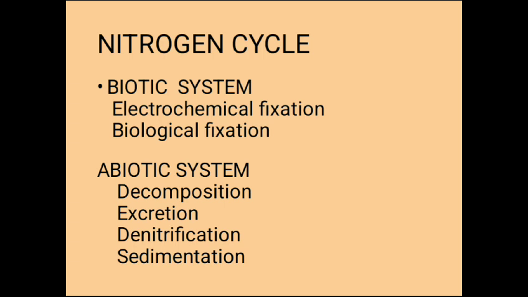Next one, excretion. Animals excrete nitrogenous waste products in the form of ammonia, urea and uric acid. These components are decomposed to release N2. Next one, denitrification. The conversion of nitrate into ammonia or free nitrogen is called denitrification. This is done by denitrifying bacteria, for example Pseudomonas. Last one is sedimentation. Some amount of nitrate is lost from the ecosystem by sedimentation.